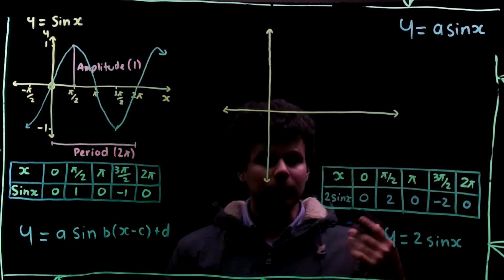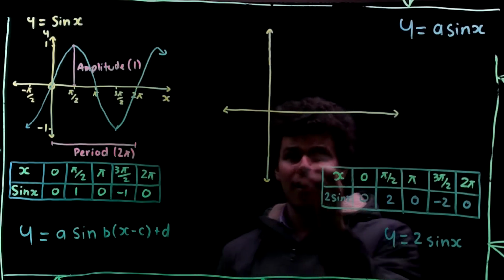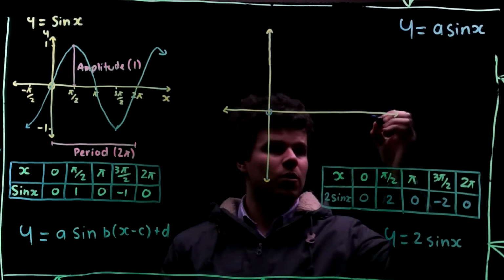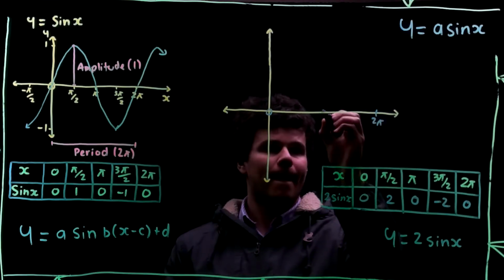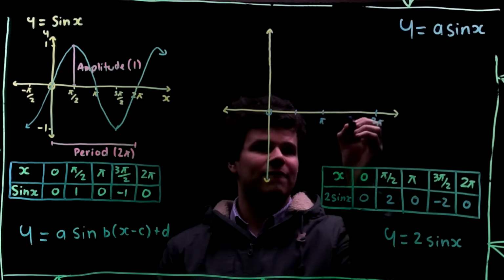So on our graph, we've got 0, we put in 2 pi, pi, and then we'll go through that for the middle ones.